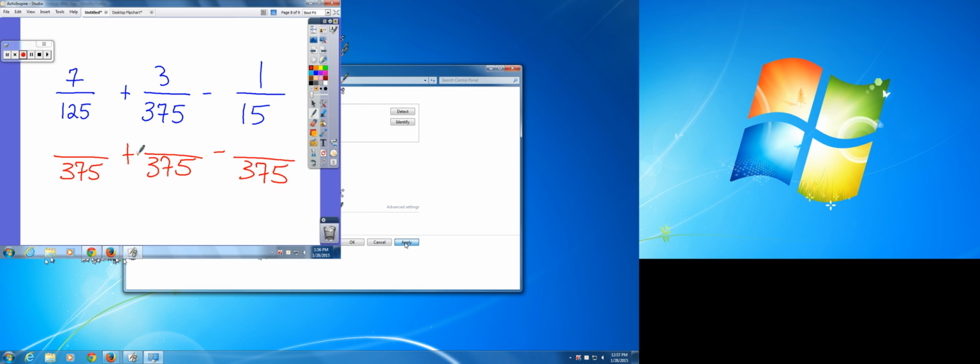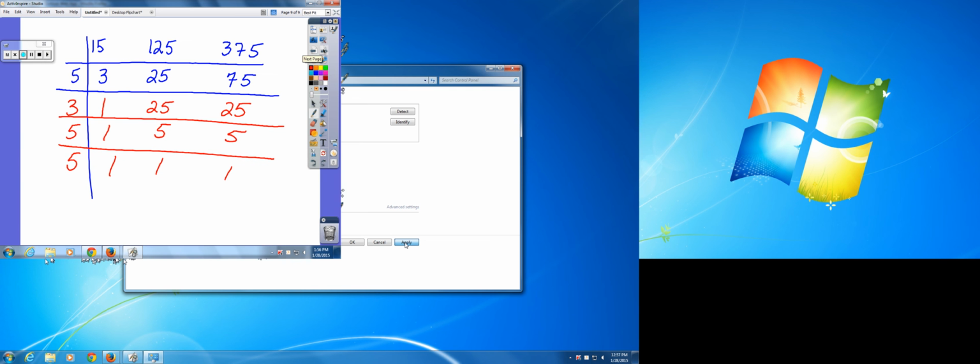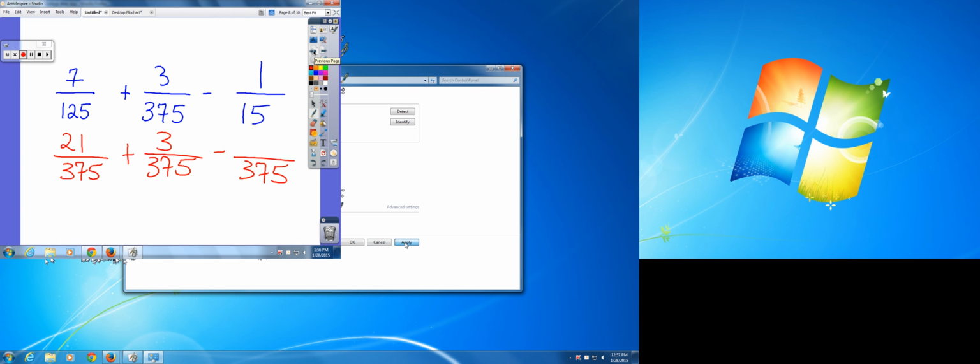125 will go into 375, 3 times. And how many times will 15 go into 375? Well, let's say you don't have a clue. Go back to your little calculator and take out the 15. How many times? 25 times. Hopefully y'all are catching that and not missing the whole term. 25 times 1 is 25. 21 plus 3 is 24. And what's 24 minus 25? Negative 1 over 375.